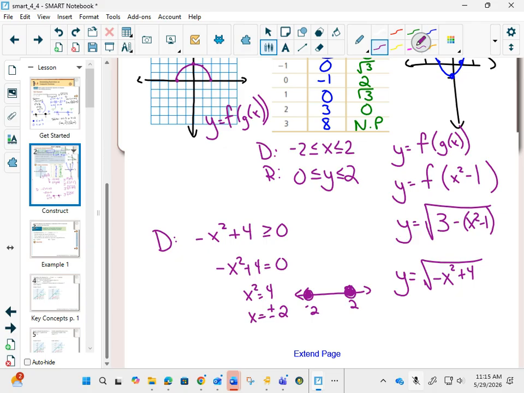And test things. If I plug in something like minus 3, does it work? Minus 3 squared is 9, times the negative would be negative 9, plus 4 is negative 5. This section is false. If I plug in 0, 0 plus 4 would be 4. 4 is bigger than or equal to 0. This section is true. And this section is false. So I could see that my domain is equal to that algebraically.